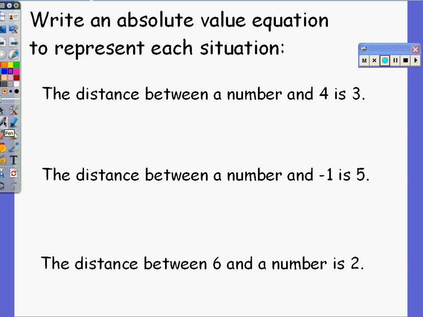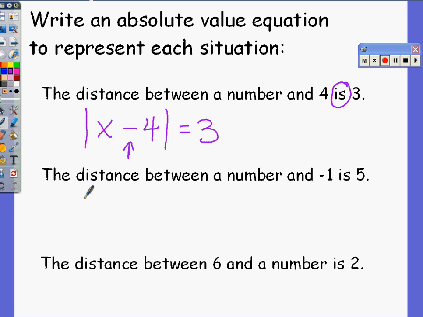So to write our equation, the distance between a number and 4 is 3. We remember how to translate equations by looking for the equal sign and then determining what goes on either side of the equal sign. Also, always remember that absolute value is shown by subtraction, and that's why we have a subtraction sign in this equation. Now, remembering that, let's look at the next problem.